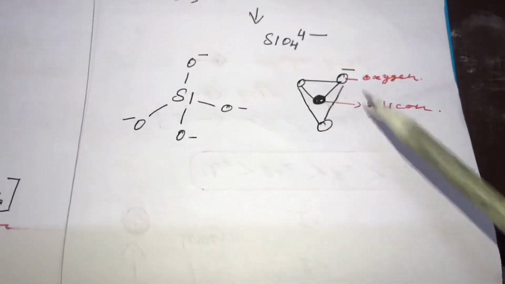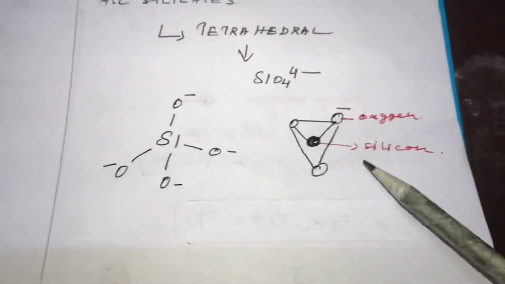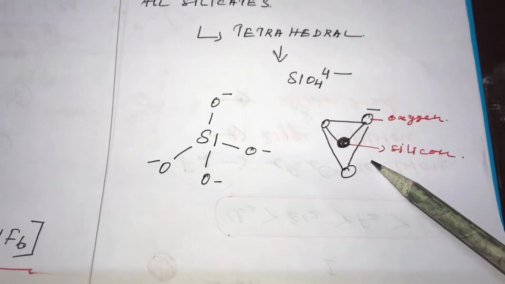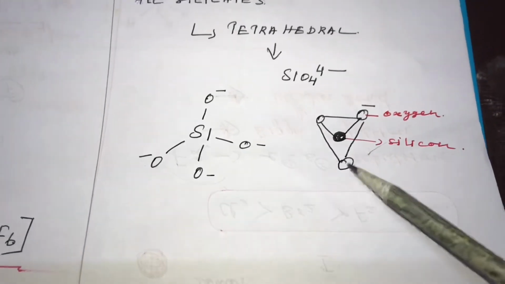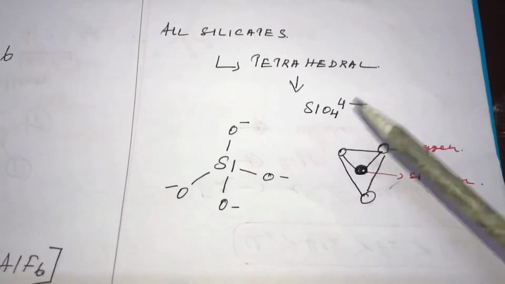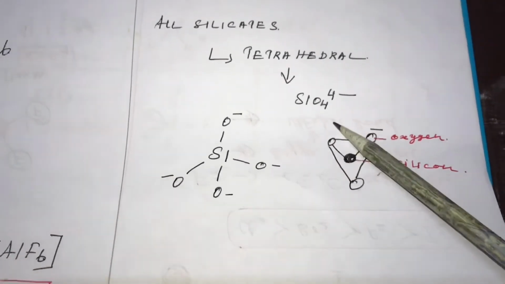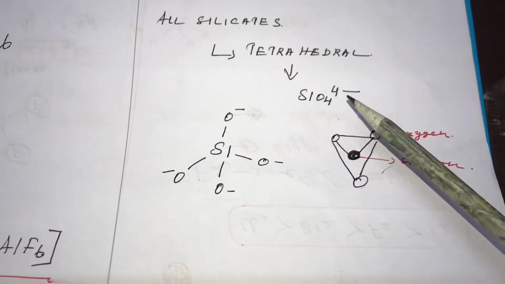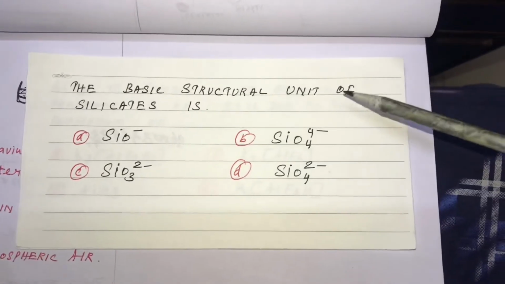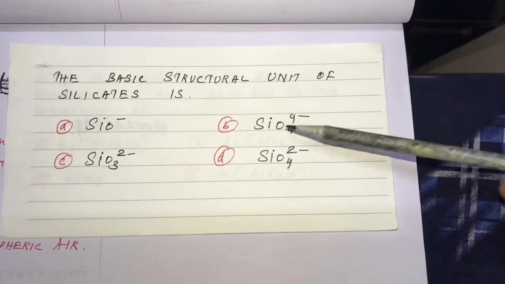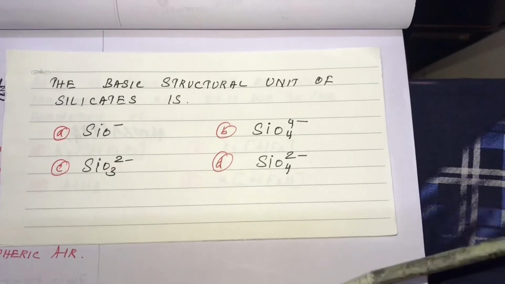SiO4 4 minus. So this is the chain structure of silicate, and the basic unit of silicate is SiO4 4 minus. All silicates have a tetrahedral structure with SiO4 4 minus linked. So the correct answer will be SiO4 4 minus. In this question, the basic structural unit of silicate is SiO4 4 minus.